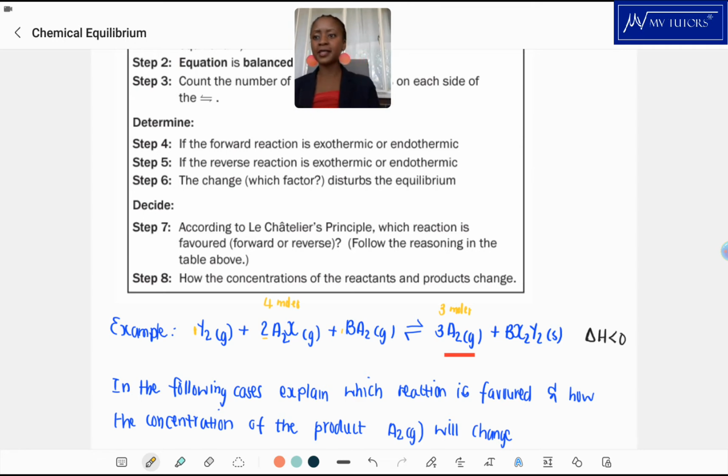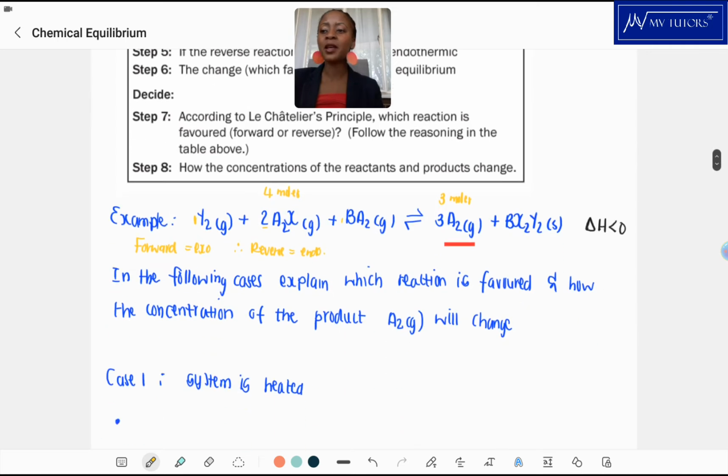Okay, perfect. Now, step number 4, determine if the forward reaction is exothermic. So yes, the forward reaction is exothermic. I'm just going to write forward is exothermic. Therefore, reverse is endothermic.